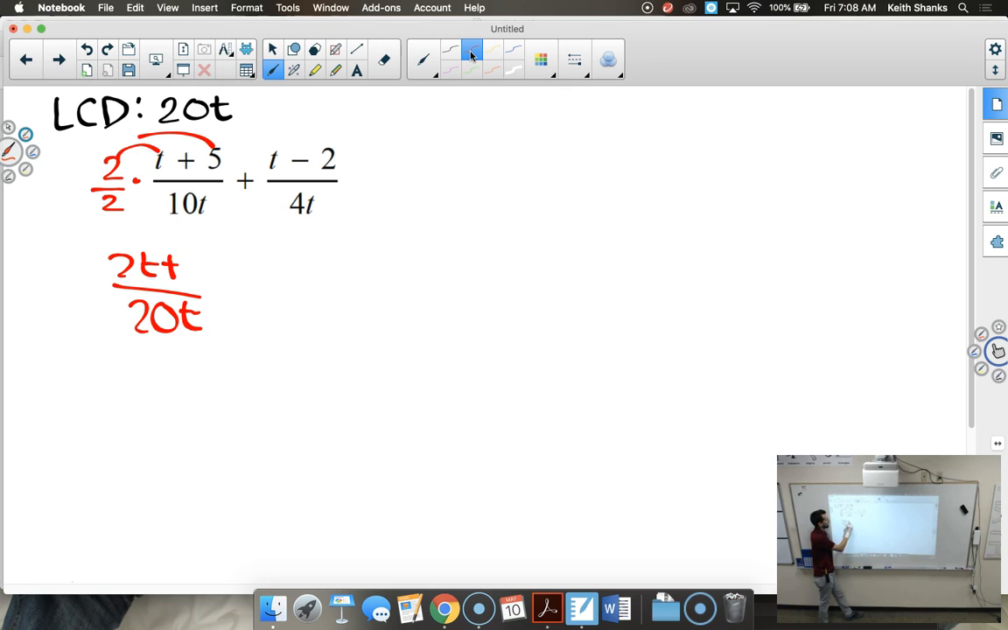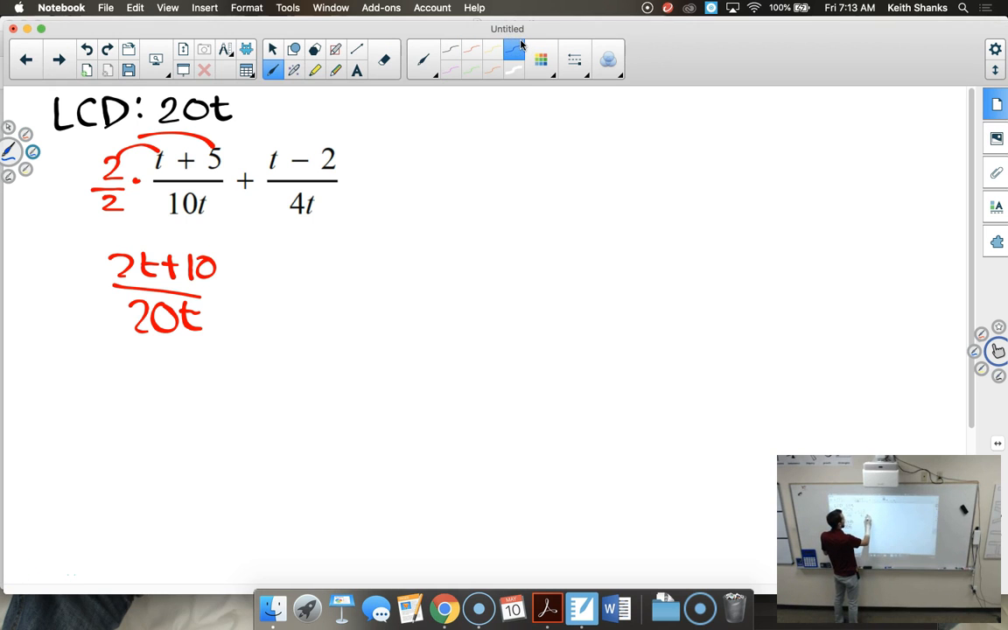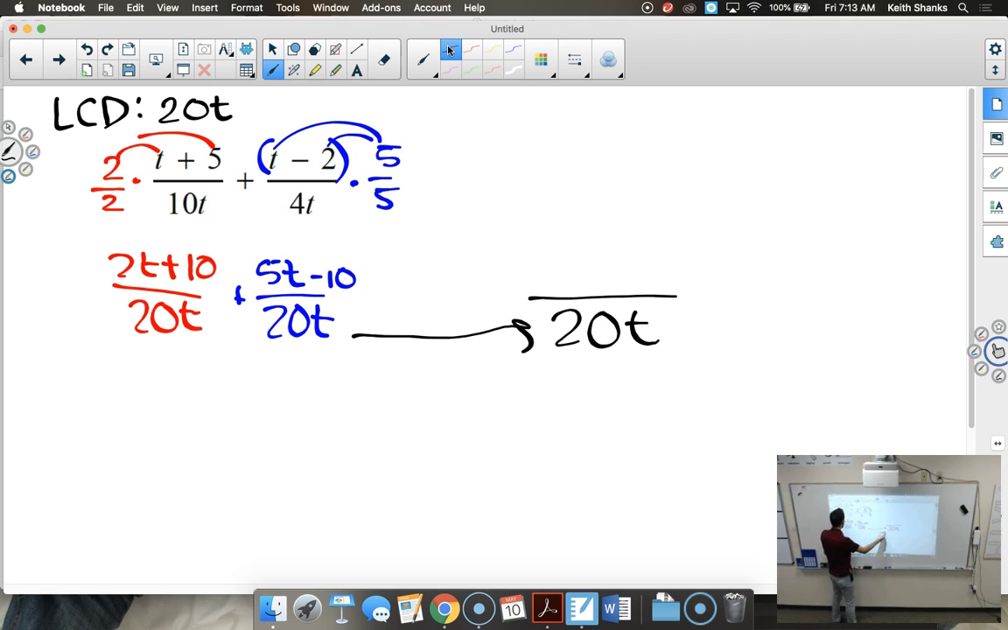plus 10. All right, on the right side here, we're going to multiply both the top and bottom by 5, right? Again, I want this to be 20t, so 4t times 5 will give me 20t. So 20t, and then on the top, distributive property, 5t minus 10. So I multiply that out. Add that together. Again, this is an addition problem. So the denominators stay the same.